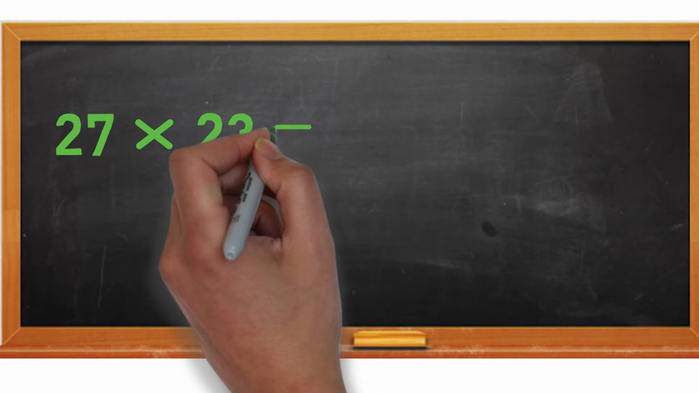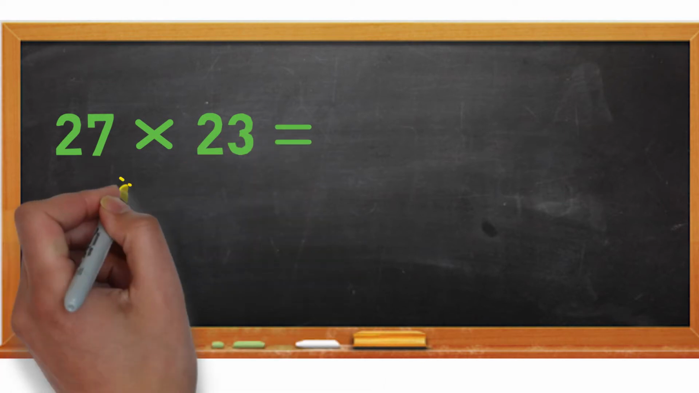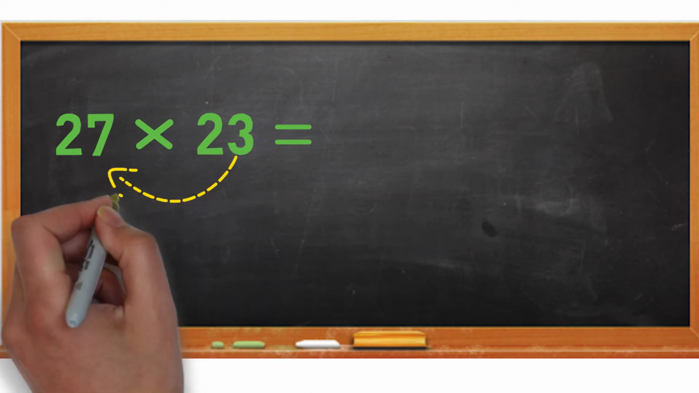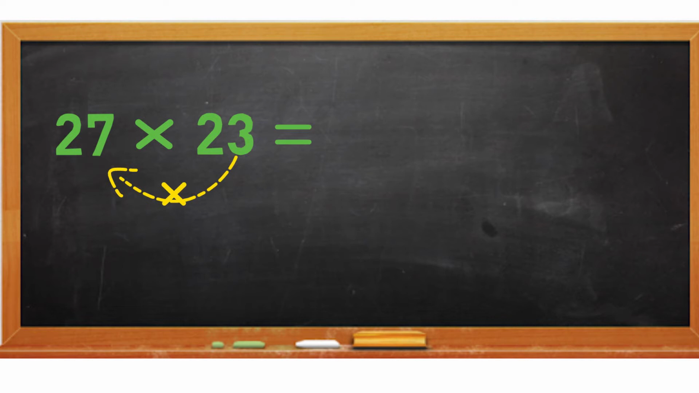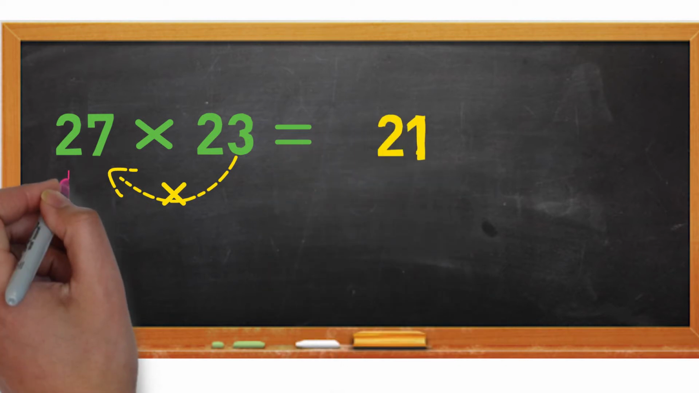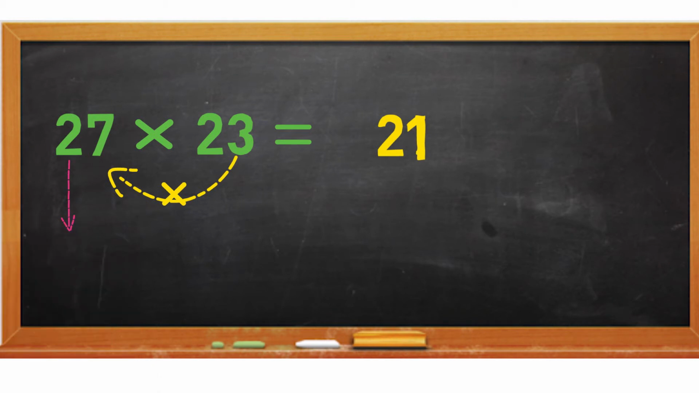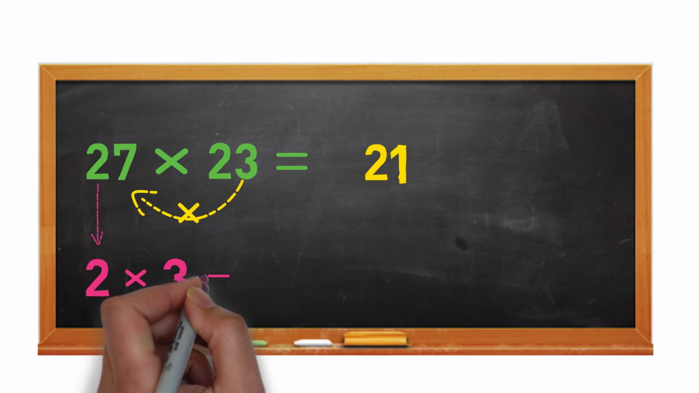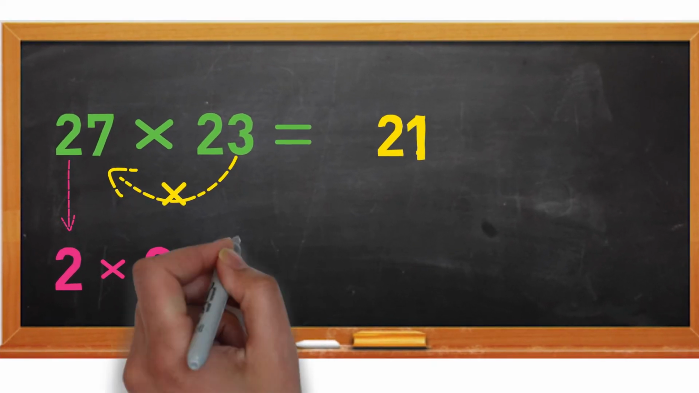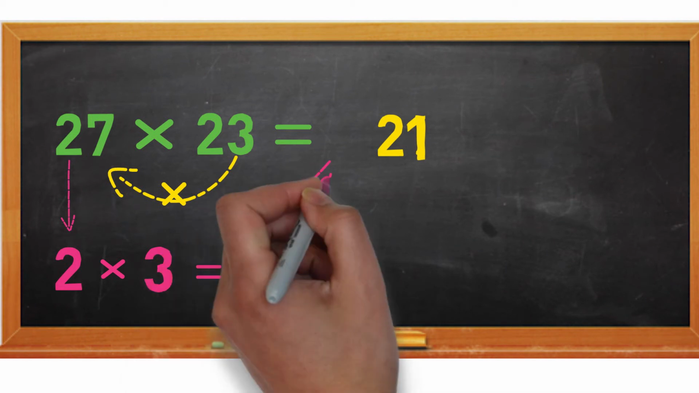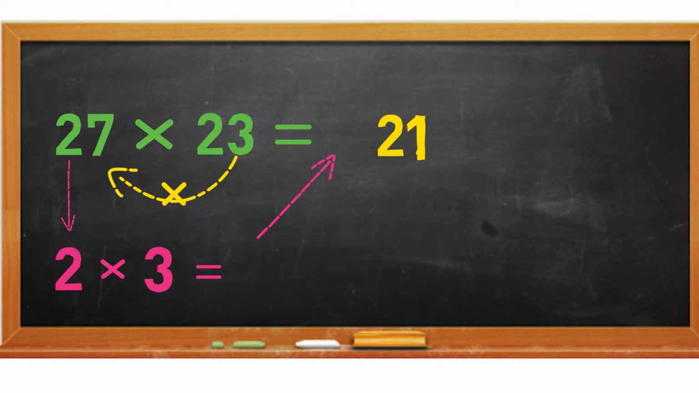Let's explain this example. 27 into 23. First of all, we will multiply the last 2 place digit of the question, that is 7 into 3. So our answer is 21. Now we will multiply the first place digit, that is 2, with its next digit, that is 3. So after multiplying both these digits, we get 2 into 3 is equal to 6. So our first place digit is 6. So we got our answer. 27 into 23 is equal to 621.